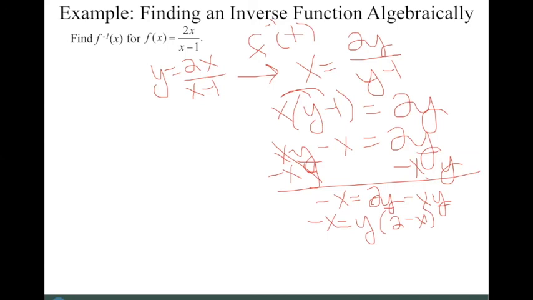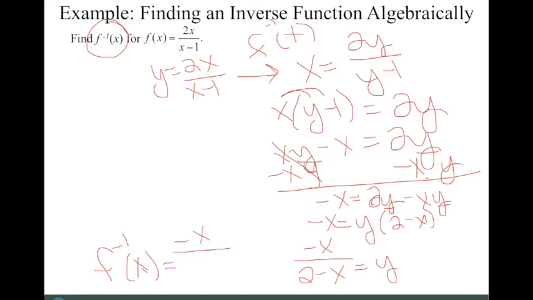Now I have only 1 copy of y, so I can divide by 2 minus x on both sides. Negative x divided by 2 minus x equals y. And then the last step is, because it says to find f inverse of x, I'll write it in that notation. F inverse of x, just another name for y, equals negative x divided by 2 minus x.